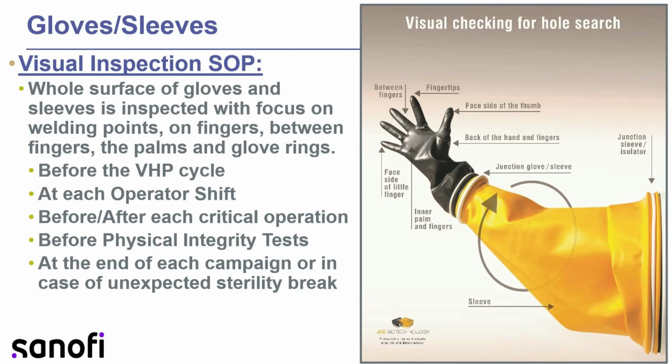The whole surface of the gloves and sleeves is inspected, with focus on welding points, fingers, between fingers, the palm, and glove rings. That will be performed before the VHP cycle, at each operator shift, before and after each critical operation, before the physical integrity test, at the end of each campaign, or in case of suspected sterility breaks. We have the example of the locations to evaluate here again.